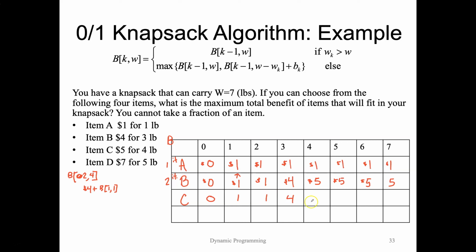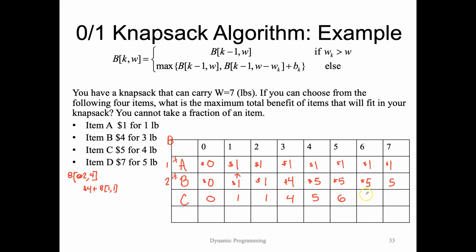All right, now we can hold 4 pounds. Should we take item C or no? If we don't take it, we get $5. If we do take it, we also get $5. So it actually doesn't matter in this case if we take it or not. We'll get $5 either way. If we can carry 5 pounds, not taking item C gives us $5. If we do take item C, we get $5 plus we can make an additional $1 for the remaining 1 pound that we would have left over, which means we would get $6.